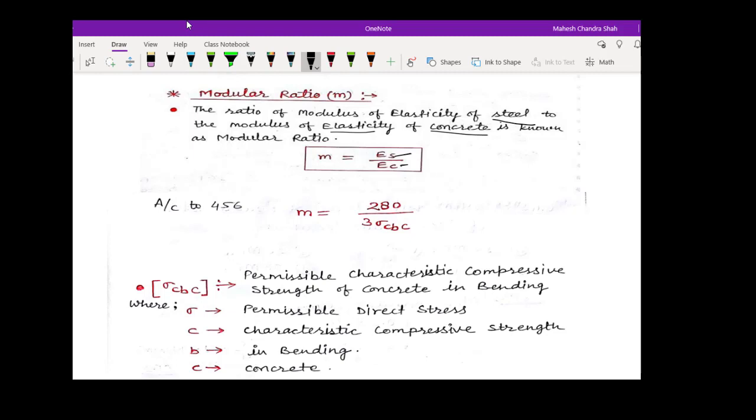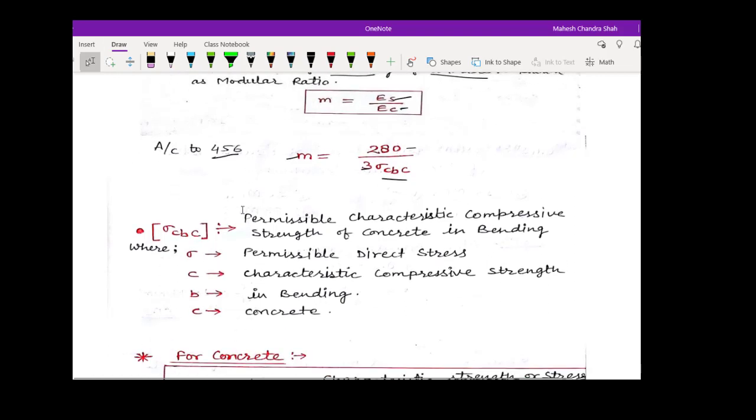Ec, in the current scenario, we are using as 5000 under root fck. But the design is being conducted by the guidelines of IS 456. So as per IS 456, small m, that is modular ratio, is 280 by 3 sigma cbc. Here there is a new term for you all, that is sigma cbc. Here sigma cbc stands for permissible characteristic compressive strength of concrete in bending.